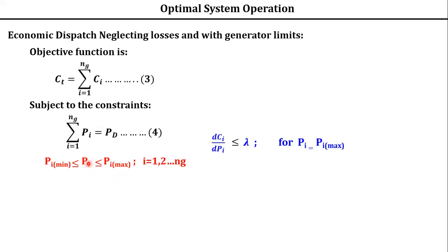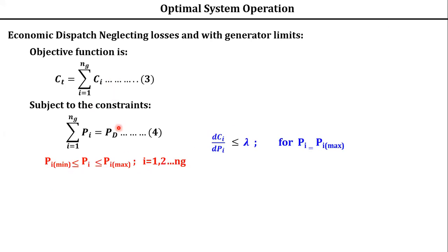You cannot violate. Clear? If it violates the minimum limit, it is clamped at the minimum value. If it violates the upper limit, then the PI will be clamped at the upper limit only. This is the equation. Please remember it. Understood? Hope you understood this one. So this is how we are going to consider this inequality constraint.